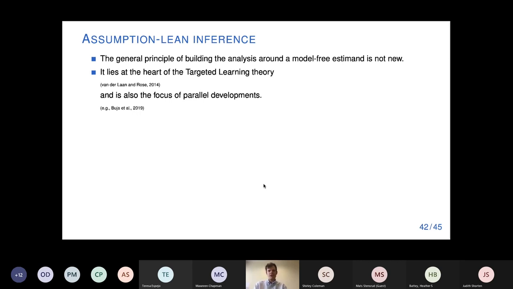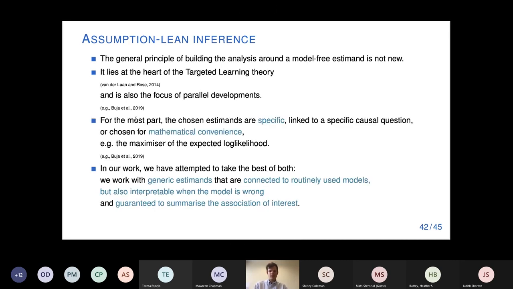And it's also been the focus of parallel developments in mathematical statistics, also now in the post-selection inference and higher dimensional statistics literature. Some of these are touched upon in this recent discussion paper by Bouya et al. In general, there are two strands to this idea of starting with a model-free estimand. The first strand comes from the causal inference literature, where we choose an estimand that's very specific, linked to a specific causal question.